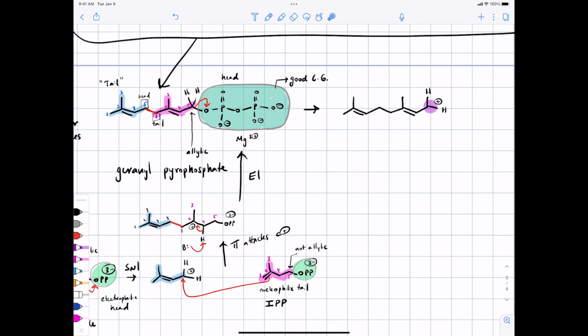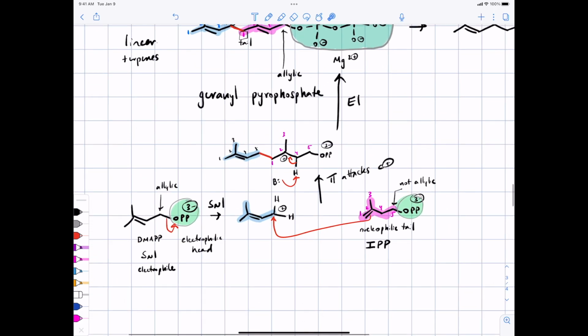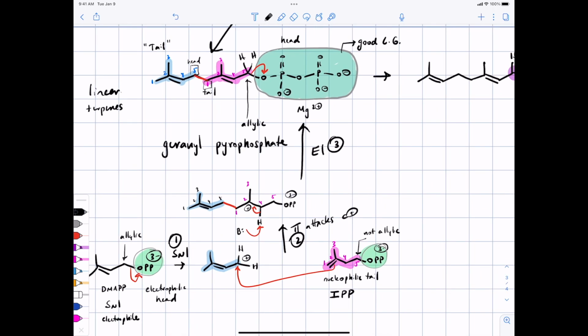Okay, so you've seen some of the basic steps that can happen in terpene chemistry. Leaving group leaves, sort of substitution type chemistry, pi bond attacks carbocation, and elimination to create a new double bond. One thing you haven't seen really yet is carbocation rearrangement, but we will get there. So, questions so far?